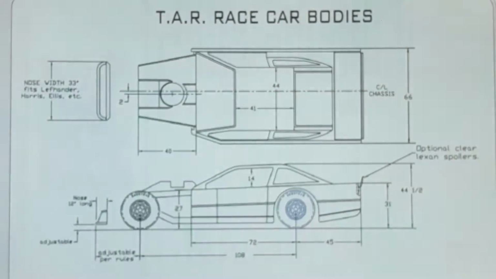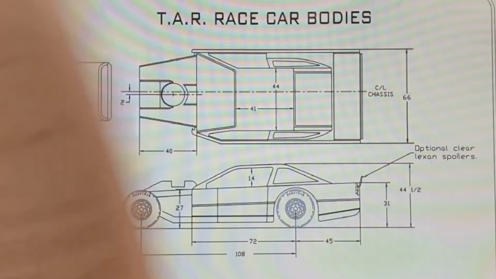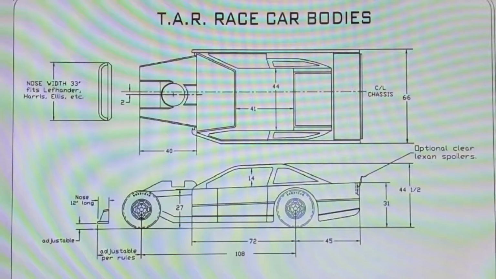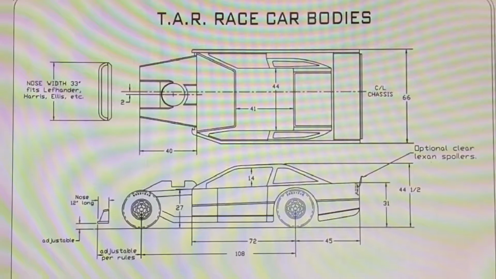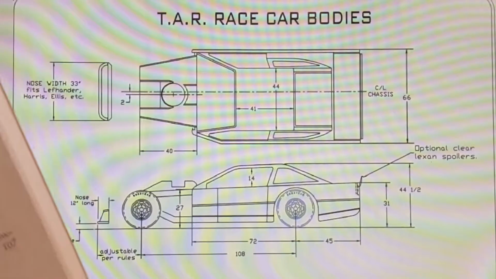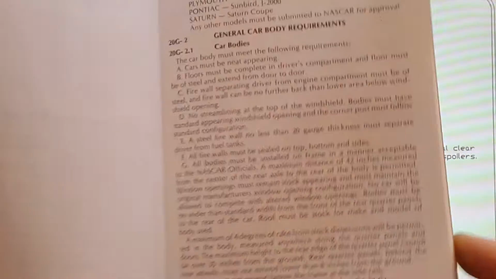There it is. And here we have quite a section to cover. It's pretty hefty. What they're talking about here, it must be neat appearing. They're talking about the floors. They talk a lot about the firewalls, how the firewall should stretch from side to side, and so on. A lot of stuff about the firewall and driver protection. For the NASCAR 2003 game, obviously we don't need any of that information. And there he goes, found it.